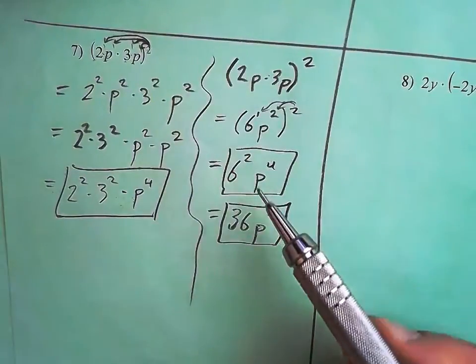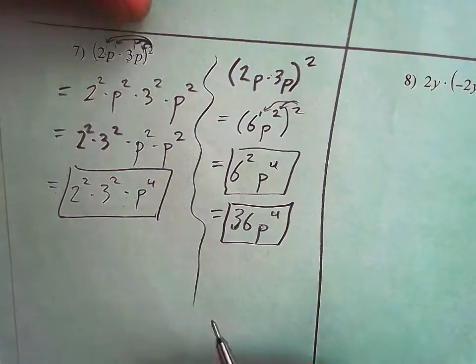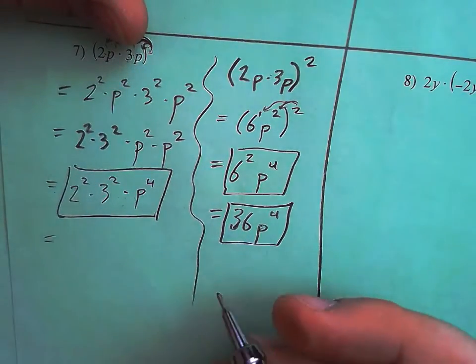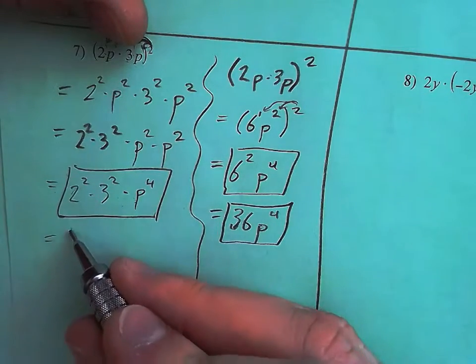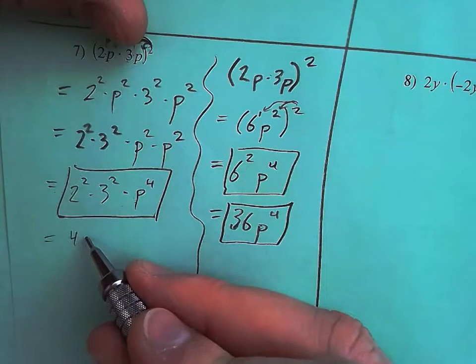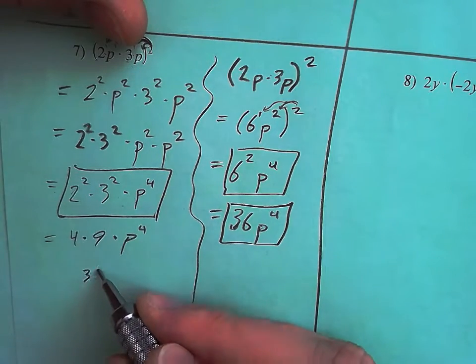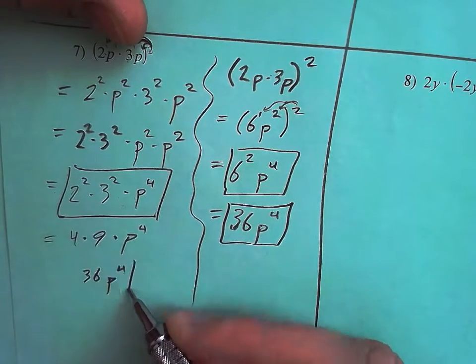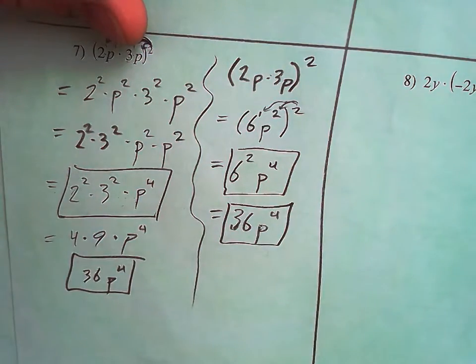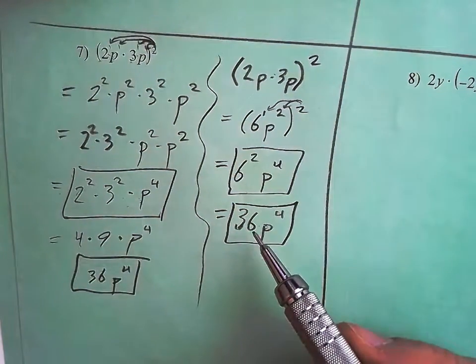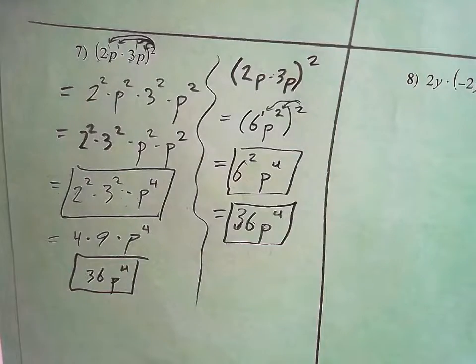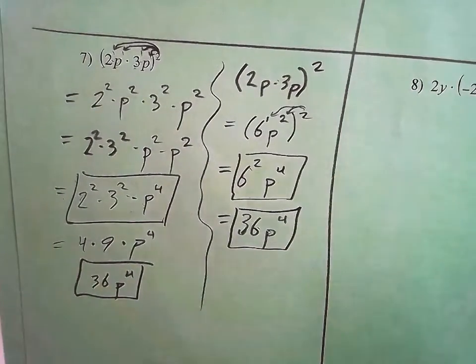Wait a second, are these the same as that? Yes, they are. If you want a proof of that, 2 squared is 4, 3 squared, 3 times 3 is 9, 4 times 9 is 36. So either way, you get the same thing. You could write this or that or that. Anyway, either way of those is fine.